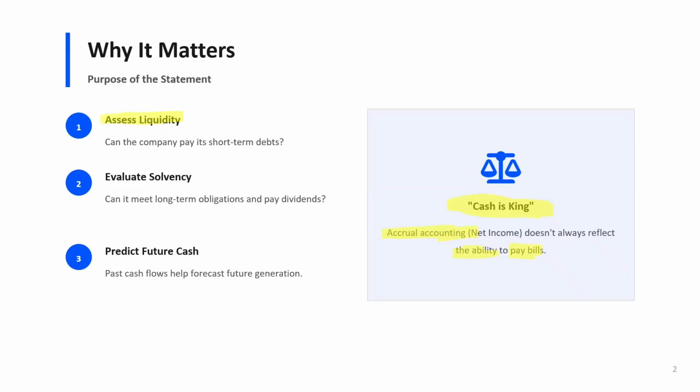This statement answers, can the company pay its short-term debts? By looking at it, we can see if the company can pay its short-term debts because they have cash. Their solvency: can they meet their long-term obligations or pay dividends? And predict future cash. If there is enough data, you can see the company's future cash.